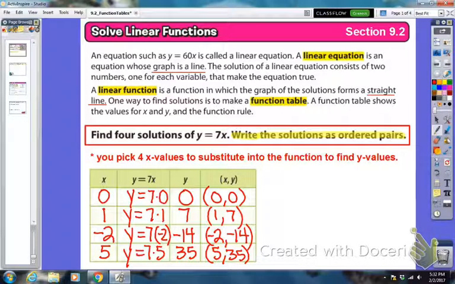So again, you pick any four x values to start with, put them into the equation for x to get your y values that match up with them. So if I were to graph these four ordered pairs, they should be in a straight line.